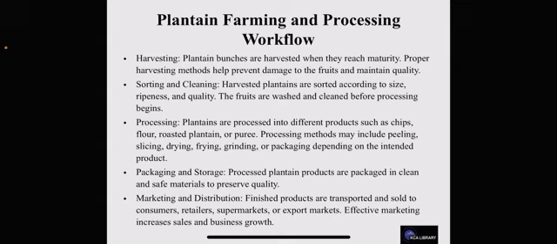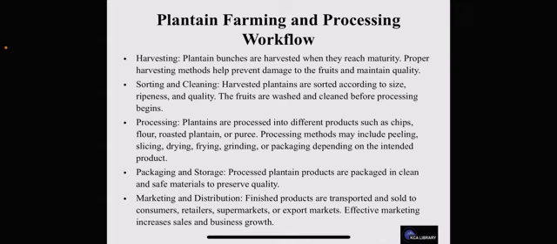So after harvesting, you sort and clean. Harvested plantains are sorted according to their sizes, ripeness and quality. The fruits are washed and cleaned before processing begins. During processing, plantains are processed into different products such as chips, flour, roasted plantain or puree. Processing methods may include peeling, slicing, drying, frying, grinding, or packaging, depending on the intended product.